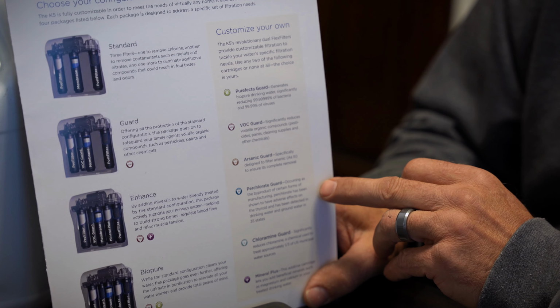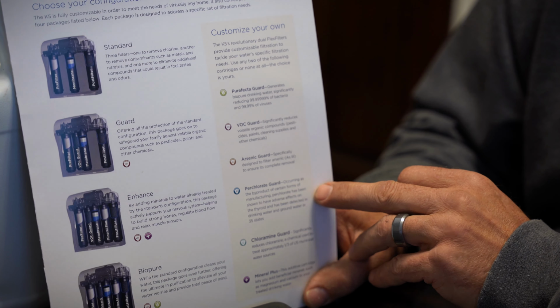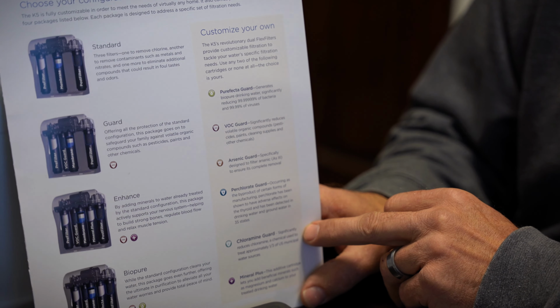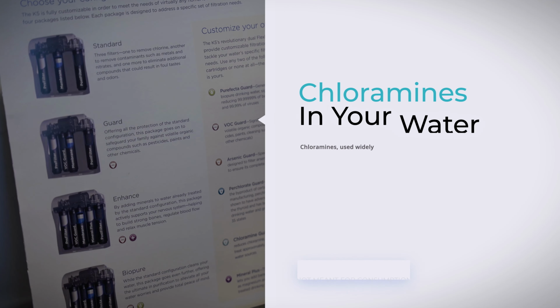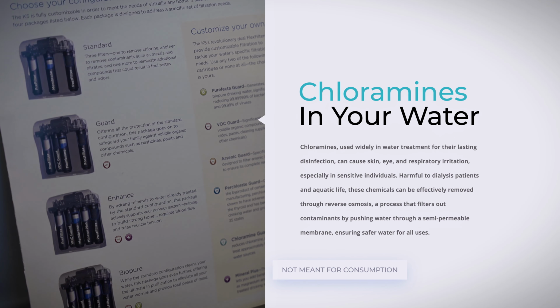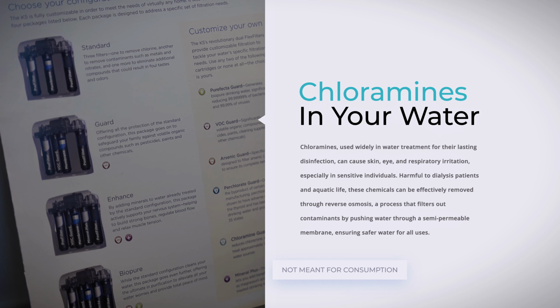If you have perchlorates in your water, we have a perchlorate guard. We've got a chloramine guard. About 40% of the U.S. municipal water supply is using chloramines now, and that is a mixture of chlorine and ammonia, and it is very tough to take out. We have a specific cartridge that helps with that, and it is gas.